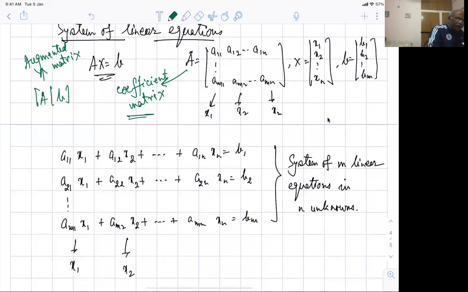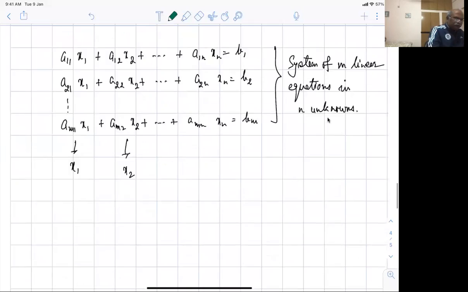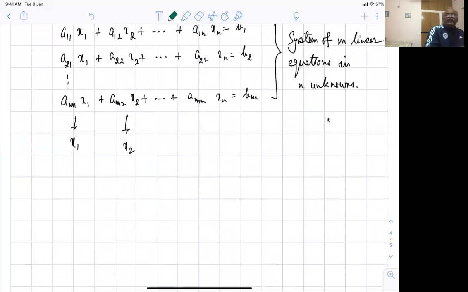So you have the coefficient matrix and you have the augmented matrix. Augmented matrix means I'm putting the right hand side also. So the right hand side B comes here. There is no B coming into the coefficient matrix. All right, fine. So let's just solve an example and then end the class.